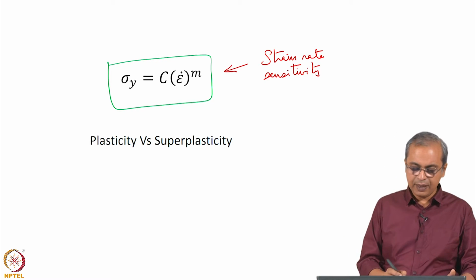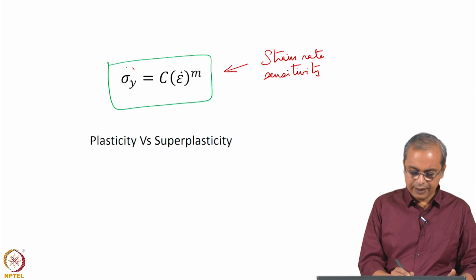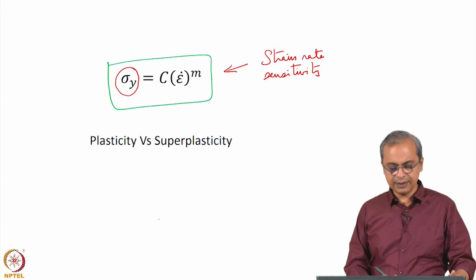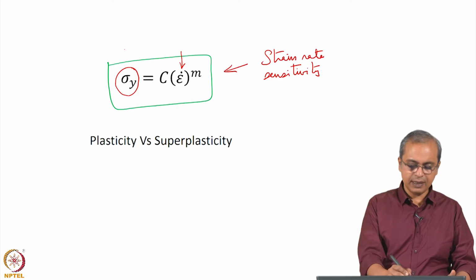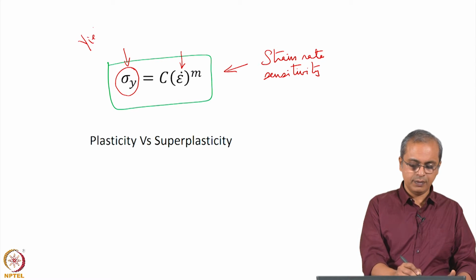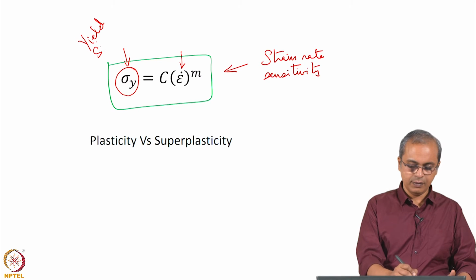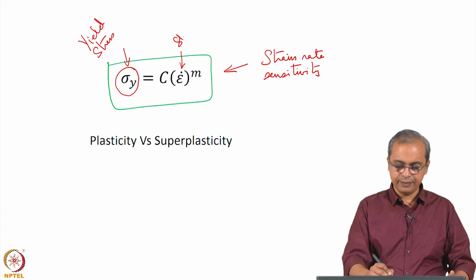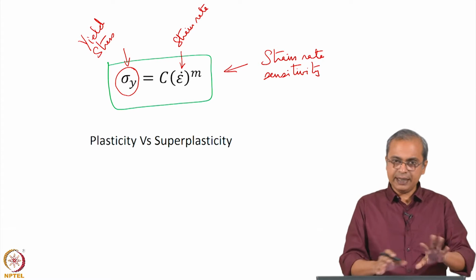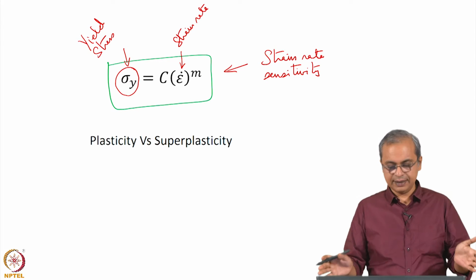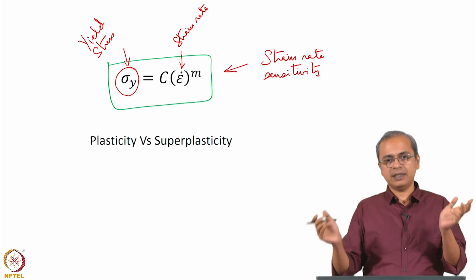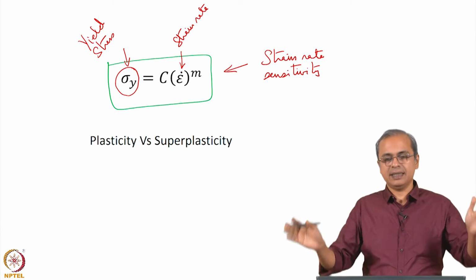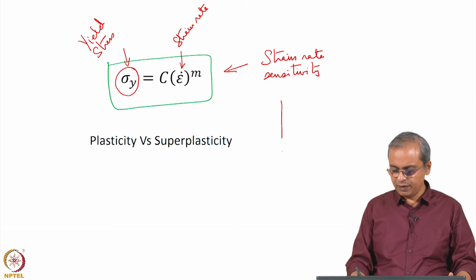So, what do we see here? We see here the yield stress, sigma y, and you have the strain rate here, right. So, this is yield stress, and this is strain rate. Written this way, it does not talk anything about the formation of a neck or any such thing. It simply says that the yield stress, normally when we draw a stress strain curve, we only see one yield stress, right. So, you will draw the stress strain curve.